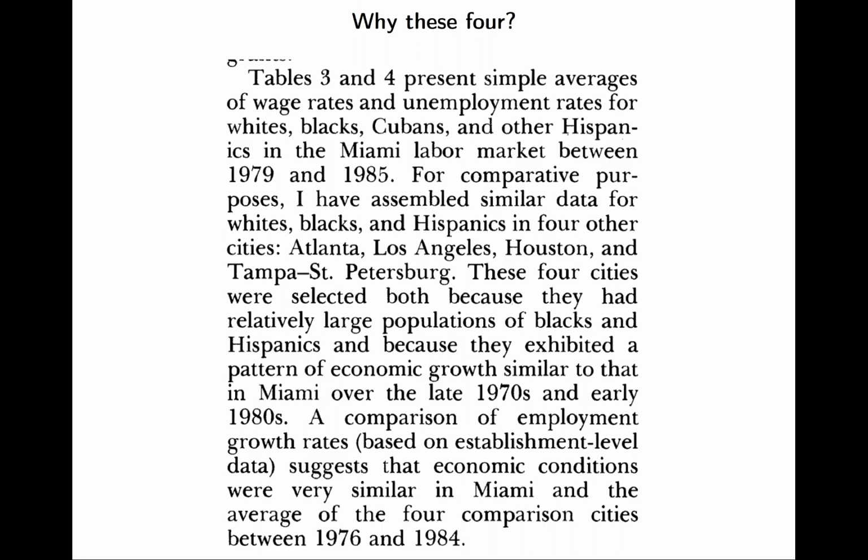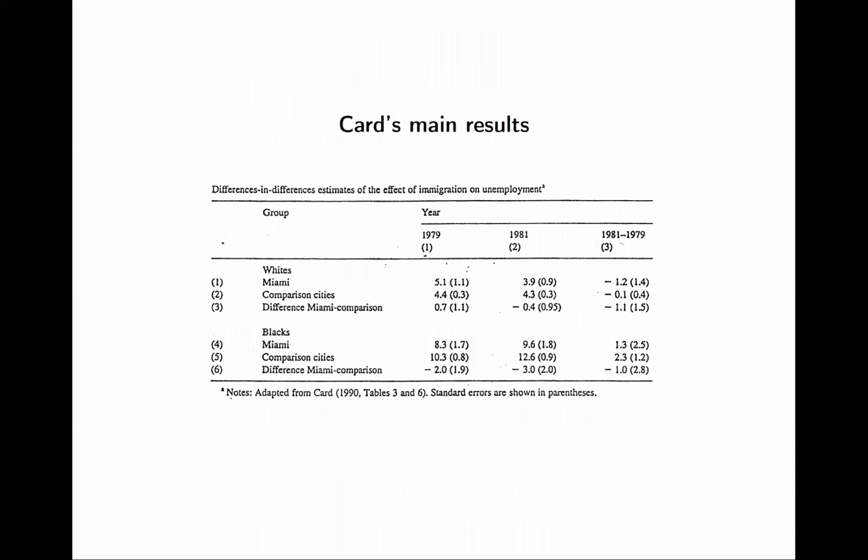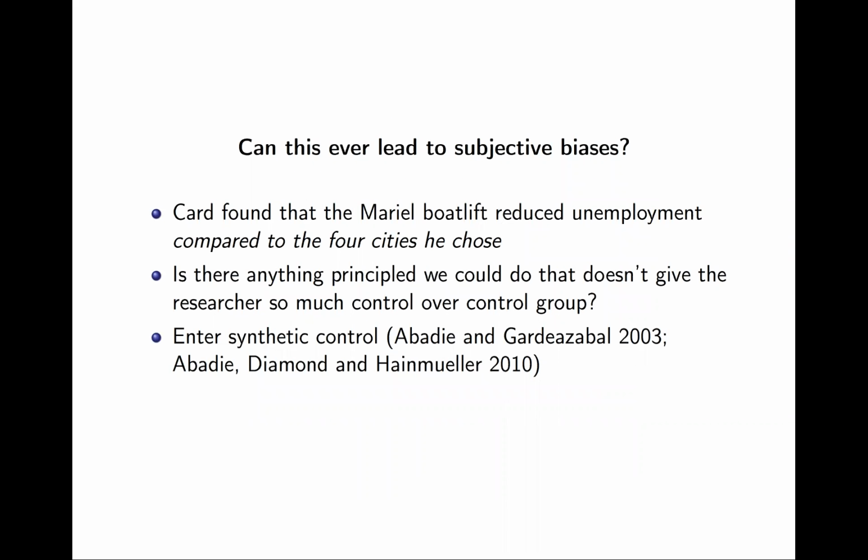But there could have been lots of cities that fit that, right? So here's Card's main results for unemployment. And look what he finds. He finds no effect on unemployment using the diff-in-diff. He finds nothing for whites, finds nothing for blacks. Now, the standard errors are huge. So you've got these confidence intervals that are pretty large, but the point estimates are negative, not positive. So Card found that the Mariel boatlift reduced unemployment compared to the 4 cities he chose.